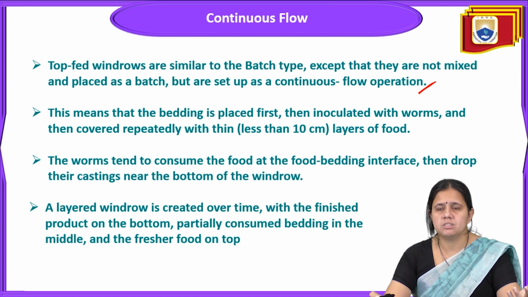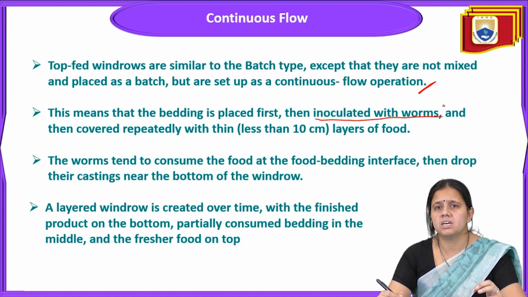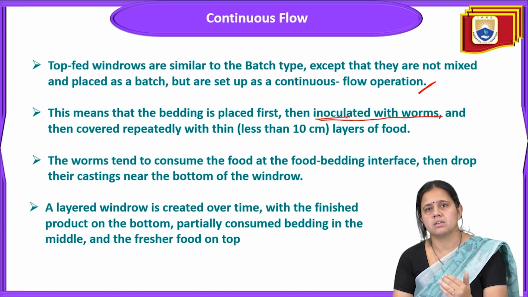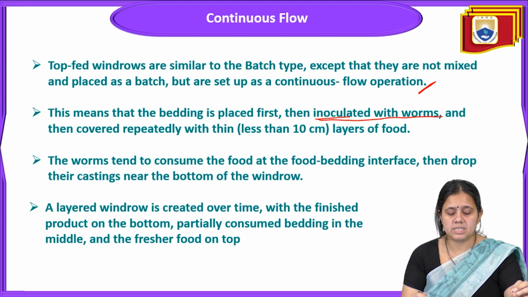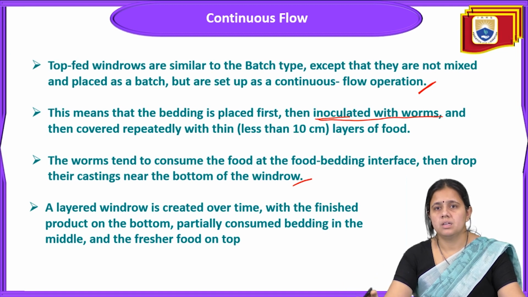This means that the bedding is placed first, inoculated with worms, and then covered repeatedly with a thin layer of food. The worms tend to consume the food at the food-bedding interface, then drop their castings near the bottom of the windrow.